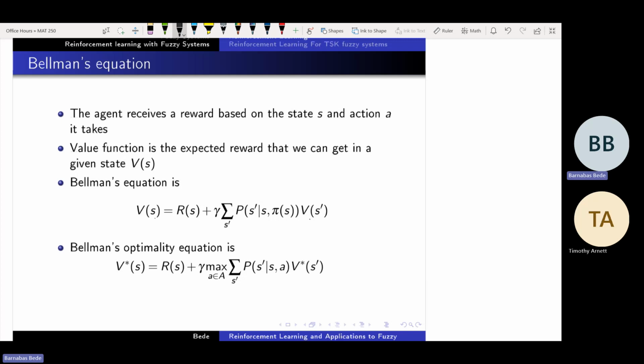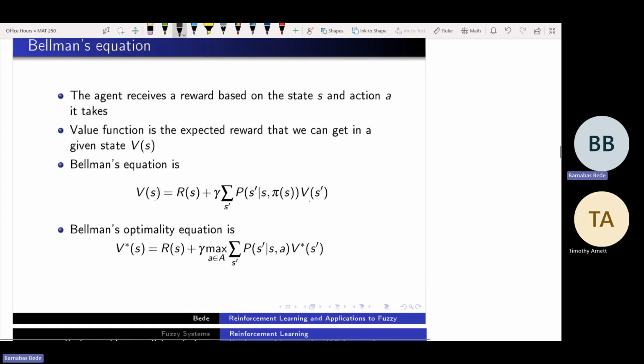All right. Now, Bellman's equation doesn't give you the best choice. It just gives you all the possible choices. But Bellman's optimality equation says that if you choose here the best action, then you will get the best value out of your game. So V star is the best, optimal value function.